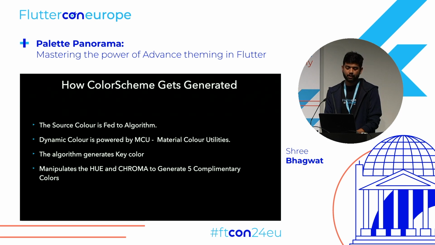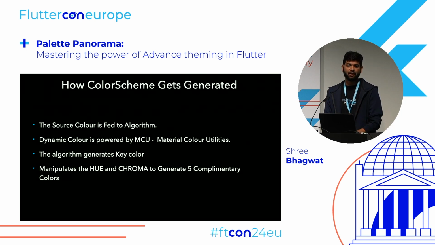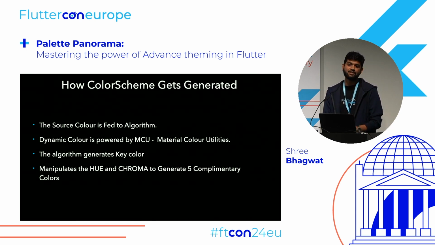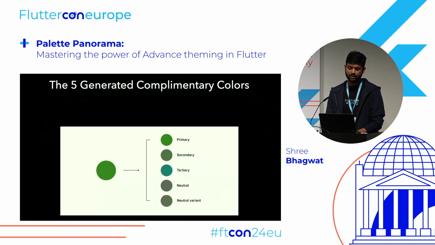And with that, dynamic colors are generated. How are they generated? The algorithm first generates key colors. There are 5 key colors that the algorithm will generate depending on the primary color that you have given, and it will manipulate its hue and chroma to generate more shades. Over here you can see I have given a green color, let's say, as a primary color, and then it generated the 5 complementary colors from that. So it's primary, secondary, tertiary, neutral, and neutral variant. These are created over here.